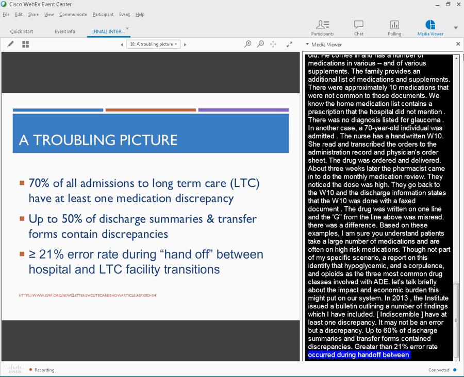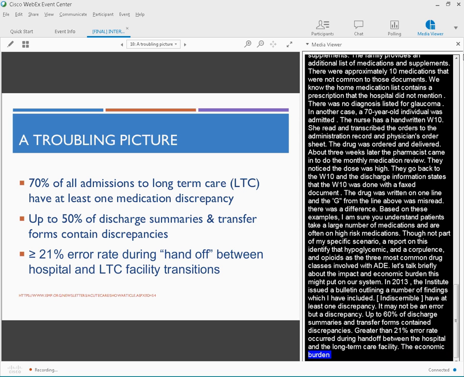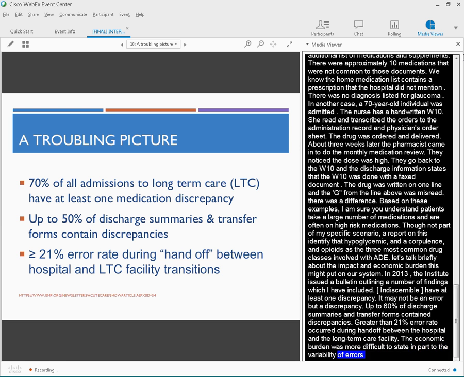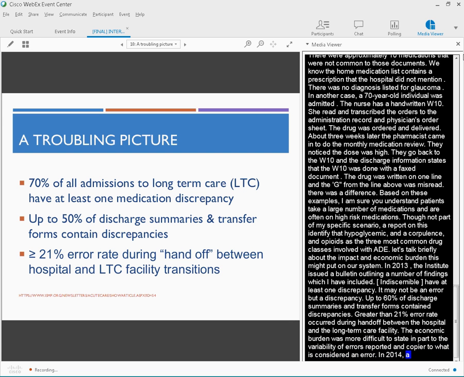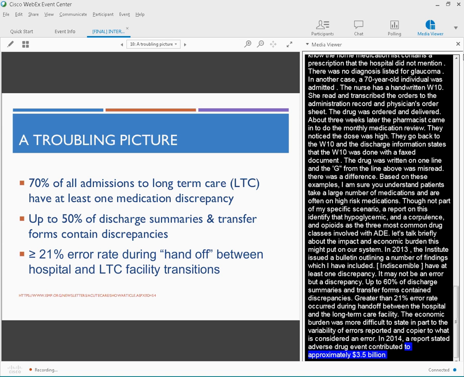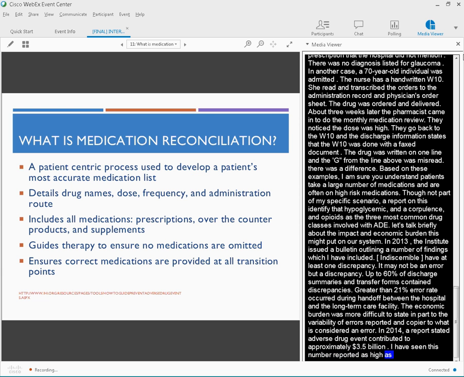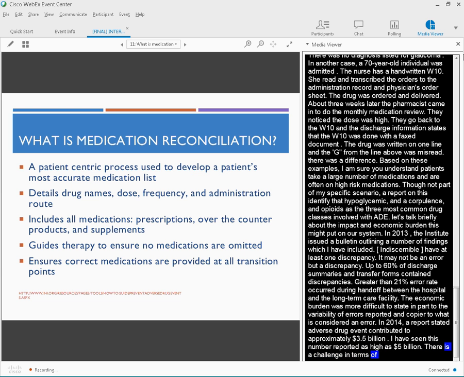The economic burden of medication error is a little bit more difficult to accurately state, in part due to the variability of how medication errors are reported, and in addition to what is actually considered an error. In 2014, the U.S. Department of Health and Human Services released a report stating that adverse drug events contributed approximately $3.5 billion, and that was in 2006 dollars, to U.S. healthcare costs. And in researching this presentation, I saw this number reported as high as $5 billion. So there's obviously a challenge in terms of what we're faced with when we admit somebody into the care setting, and then also the economic challenge that happens.